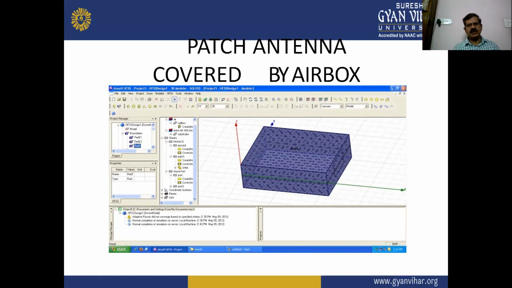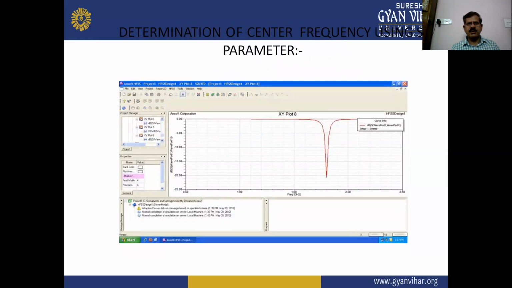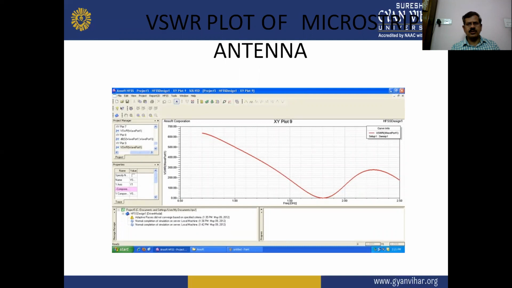So this is the patch antenna which is covered by an air box. This is the waveport. And determination of center frequency using different parameters. This can be calculated with the help of HFSS software. This is the X, Y plot, and also this is the VSWR plot of the microstrip patch antenna.